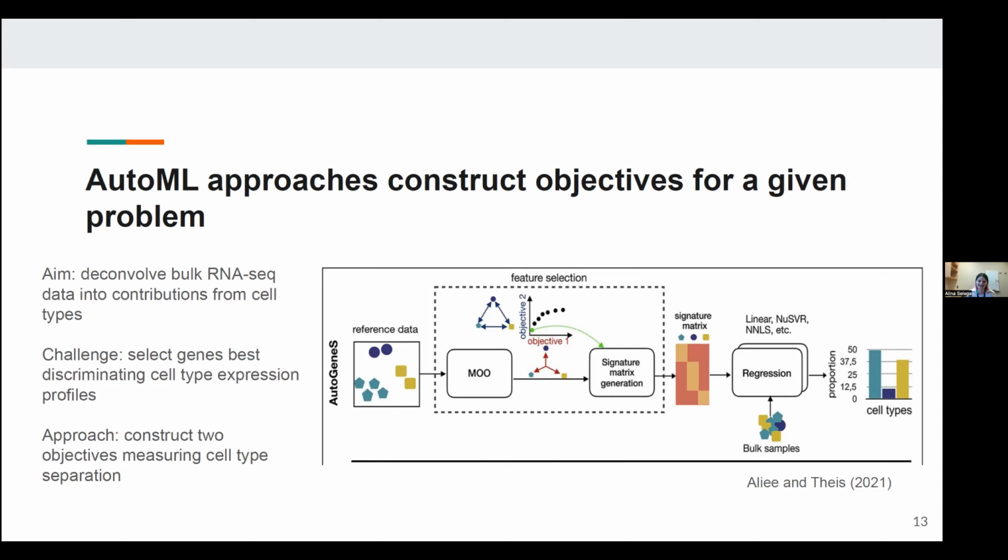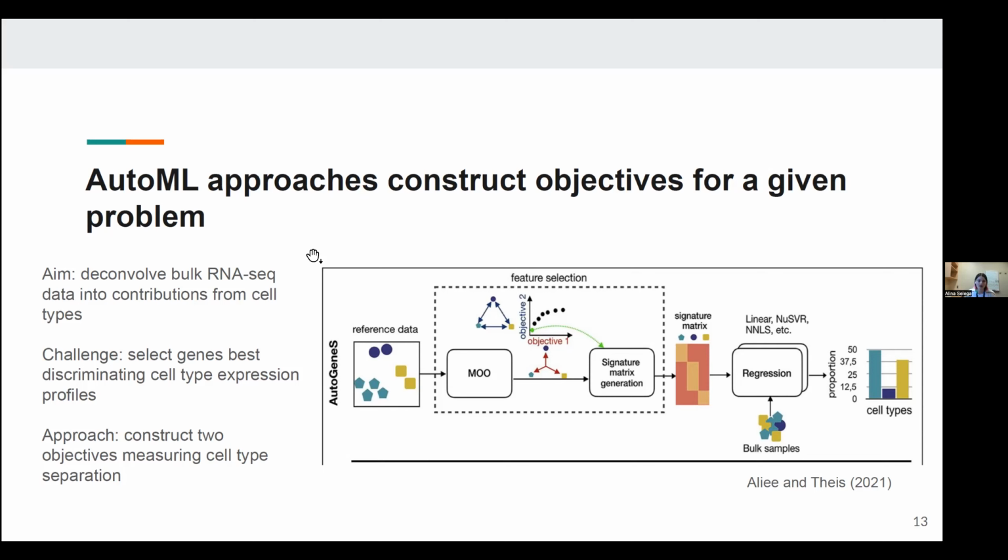So an example of that is a method from 2021 called AutoGeneS. This method aims to deconvolve bulk RNA sequencing data into contributions from different cell types. So what is bulk RNA-seq? That's just gene expression measured across many cells. So it's averaged across all the cells that you had in the sample from all the different cell types.